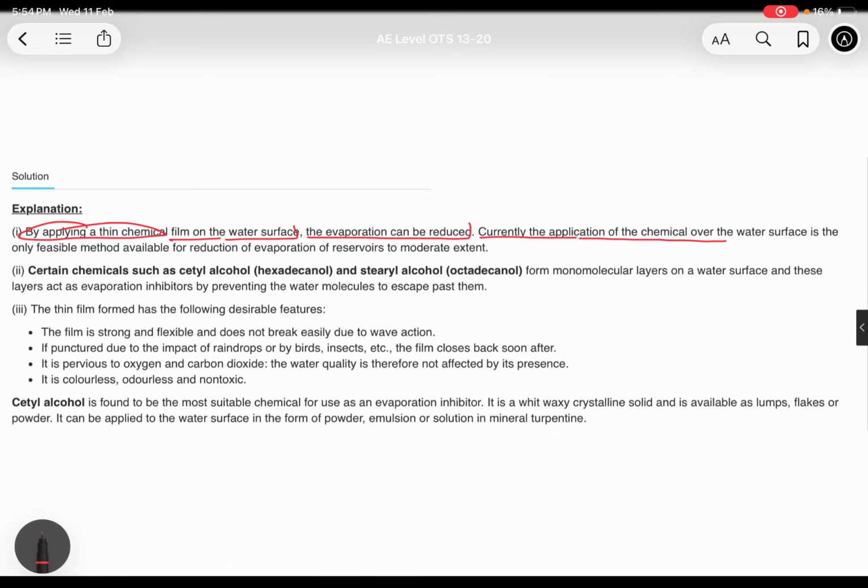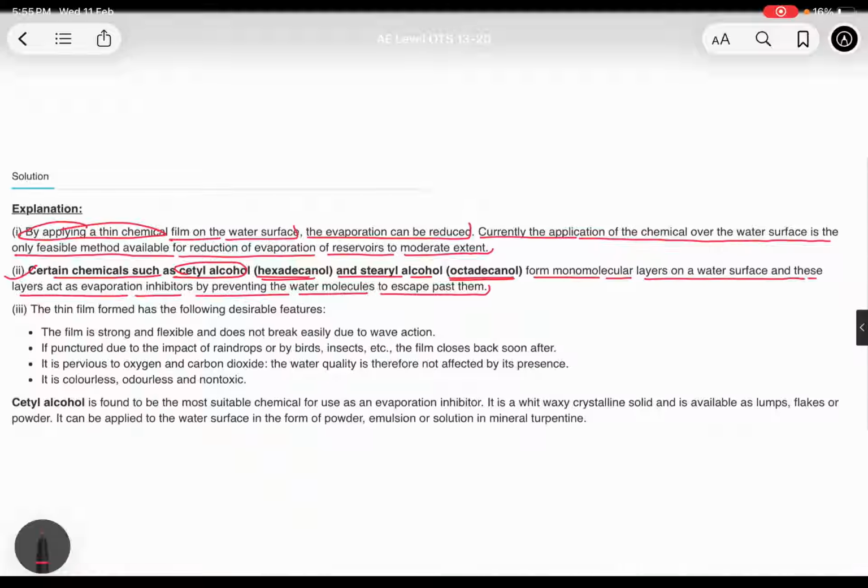Currently, application of chemicals over the water surface is the only feasible method available for the reduction of evaporation from reservoirs to a moderate extent. Certain chemicals such as cetyl alcohol (hexadecanol) and stearyl alcohol (octadecanol) form a monomolecular layer on the water surface, and these layers act as evaporation inhibitors by preventing the water molecules from escaping past them. The thin film formed has the following desirable features.